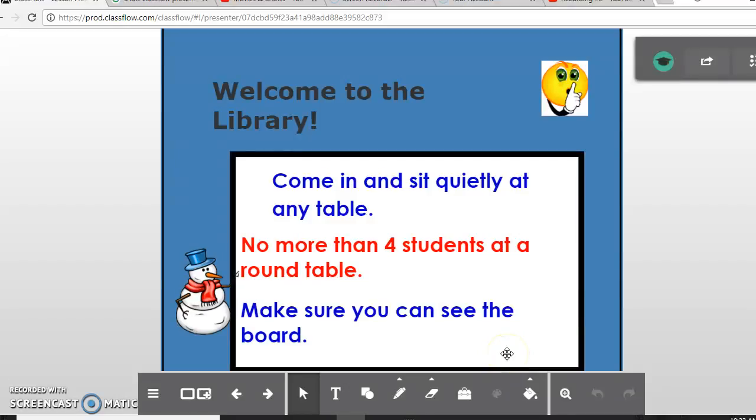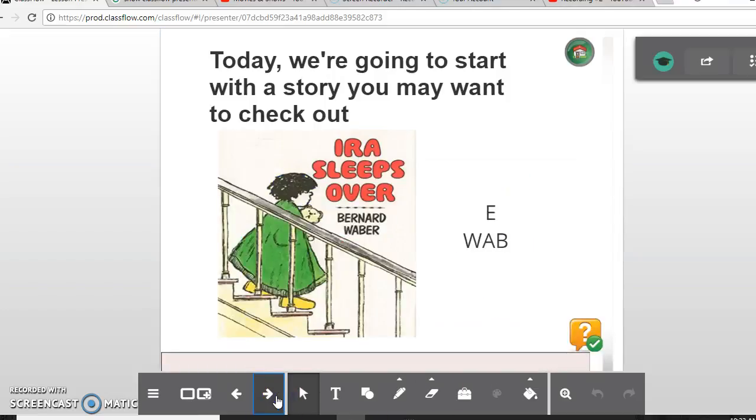This is a class flow presentation where the students participated in a scavenger hunt, familiarizing themselves with the nonfiction section of the library. We started with a book.